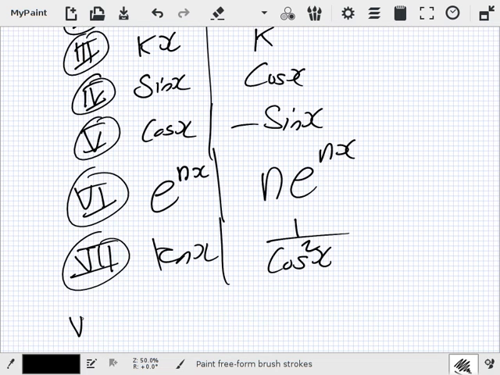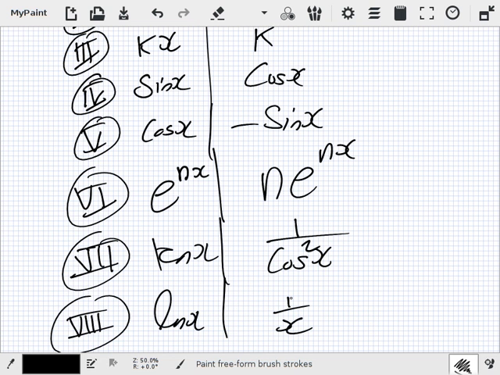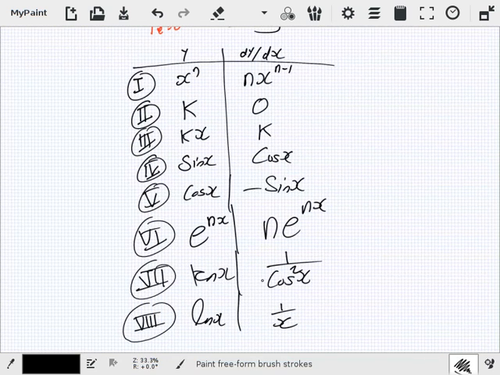I haven't done log yet. So log x. Does anyone know what the derivative of log x is? 1 over x, yeah. No, 1 over x for log x. Not yet. 1 over x. Number 7? Oh, tan x.